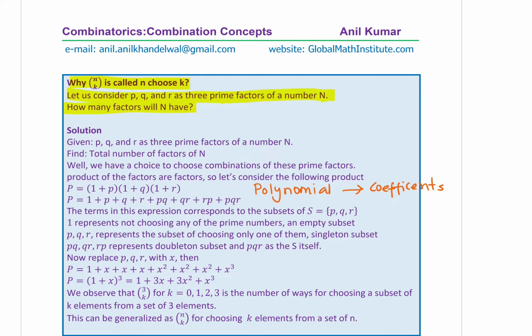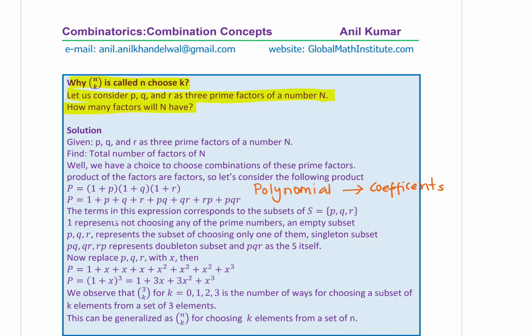So we wrote that the product capital P is equal to (1 plus P) times (1 plus Q) times (1 plus R). When you expand using the distributive property, you get what? You get 1 plus P plus Q plus R plus PQ, QR, and PR, and then the product of all the three, which is PQR. Correct? So that is the kind of polynomial you get.